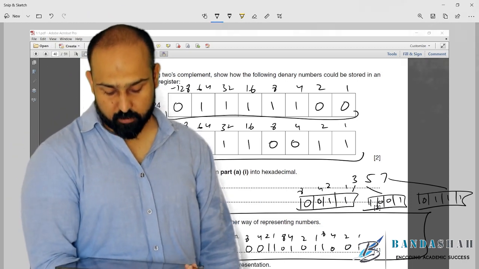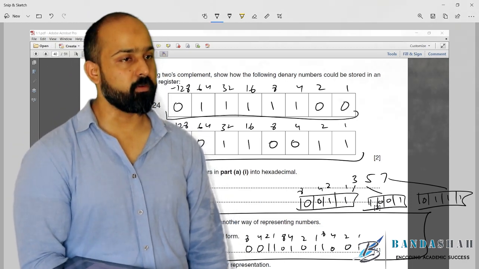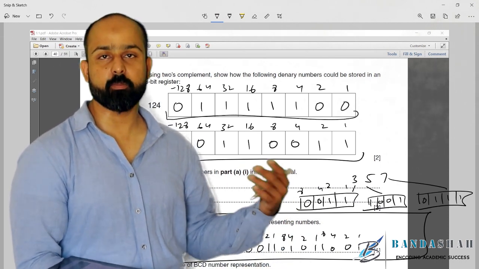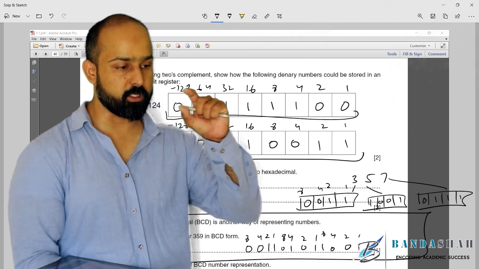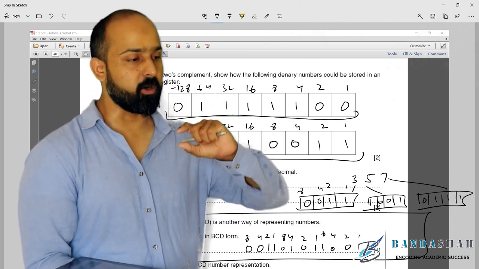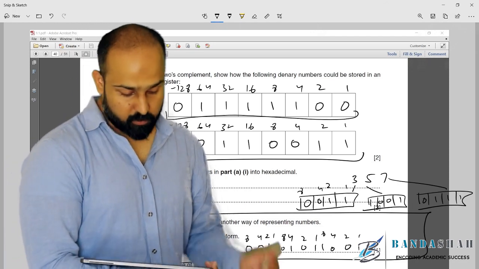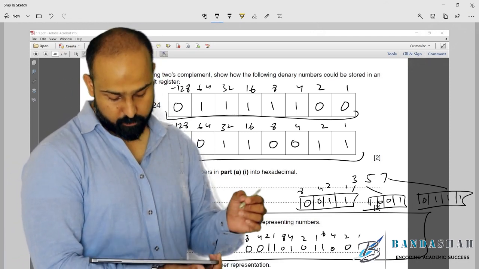BCD is used to represent values in lifts, in petrol pumps, gas stations where you use 7-segment displays, or when you use LCD screens, etc. So this is your past papers.